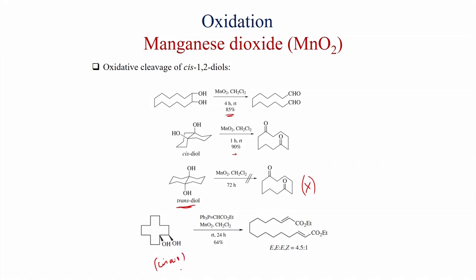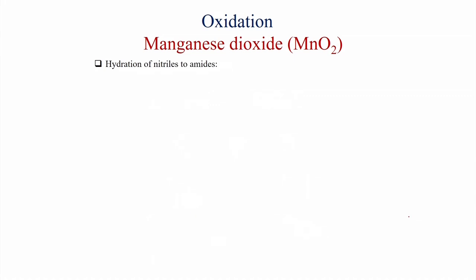Cis diol first goes to the dialdehyde and then Horner-Wadsworth-Emmons olefination reaction was carried out to get the product, where the selectivity is 4.5:1, that is E,E versus E,Z. So, this reaction is very good when the aldehydes are difficult to separate. Under that condition you can treat the MnO2 product, that is the aldehyde product, directly with Horner-Wadsworth-Emmons olefination condition so that you can get the alpha beta unsaturated ester.